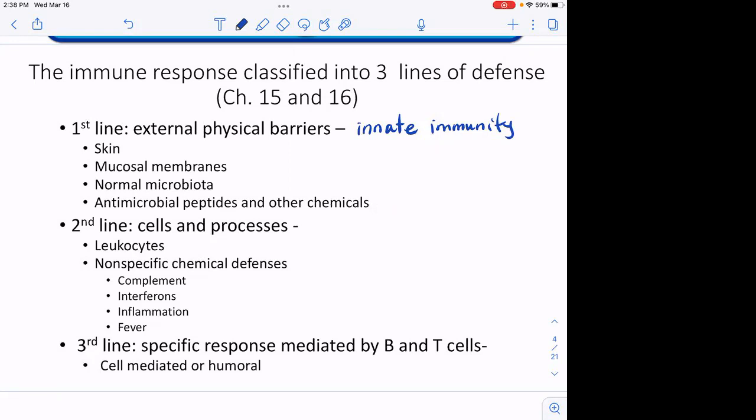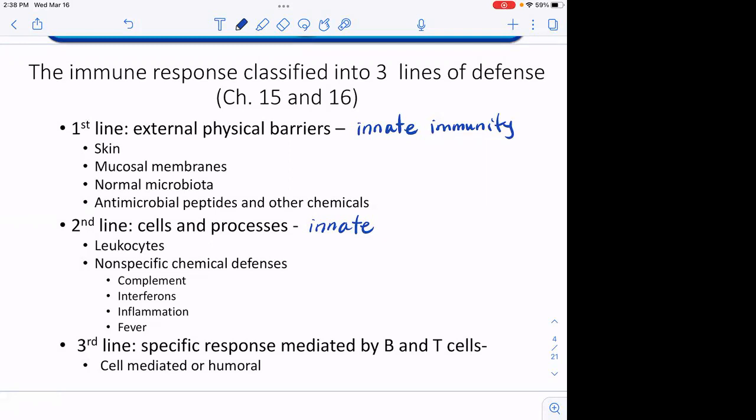Okay, same thing with our second line. This is still considered innate as well, meaning the response doesn't really change from a second to a third to a fourth exposure. There are some exceptions to that, but that's the general rule. So we'll look at the role of our white blood cells, things like complement proteins, how our cytokines work, the role of inflammation, the role of fever.